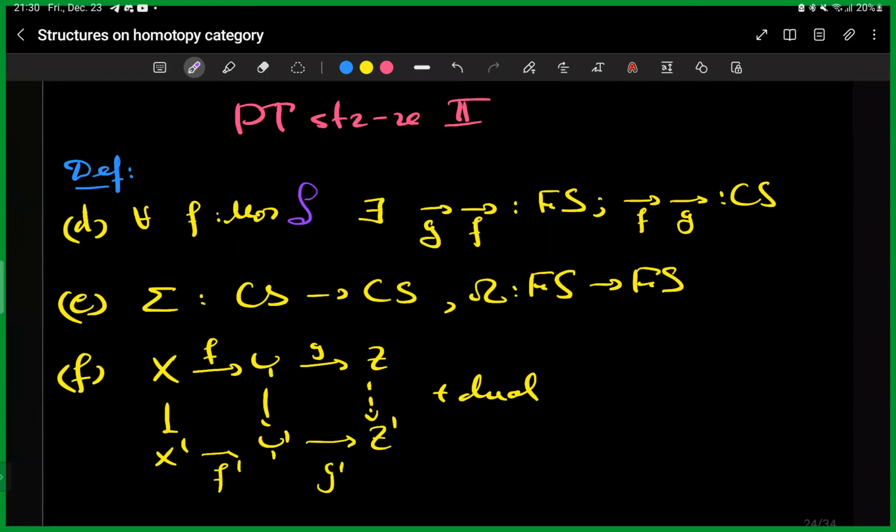Another thing, there should always exist a filling map. So if we have a commutative square like this, and these sequences are both cofiber, then there should exist this map from Z to Z prime, and dually for fiber sequences.